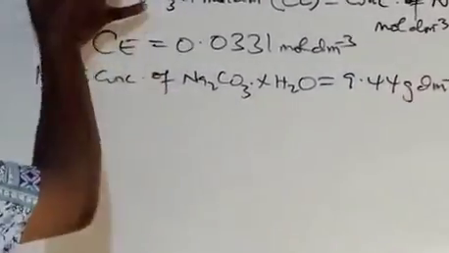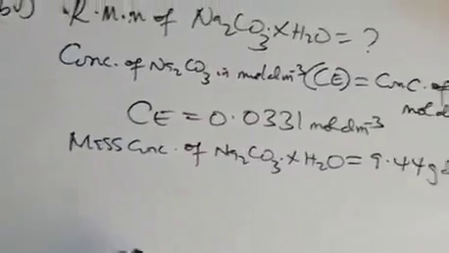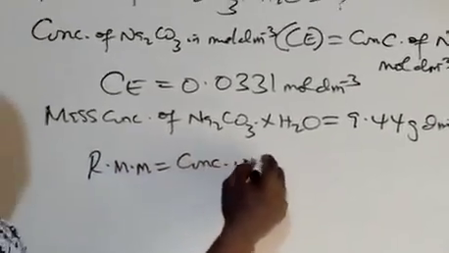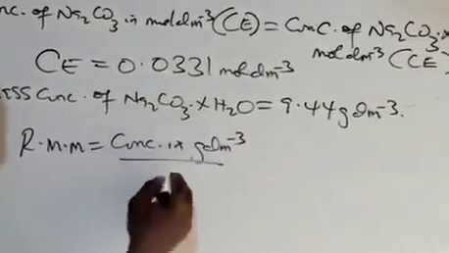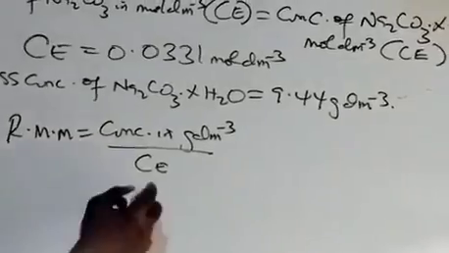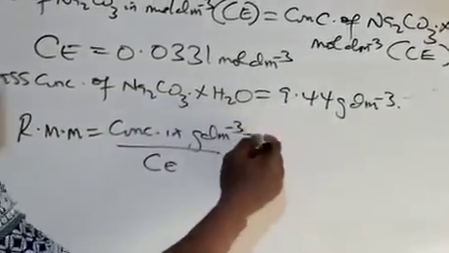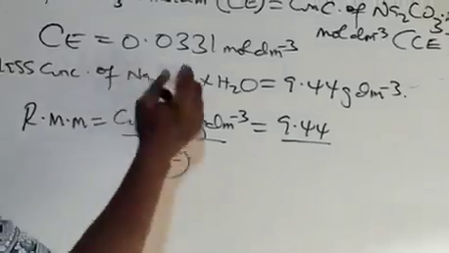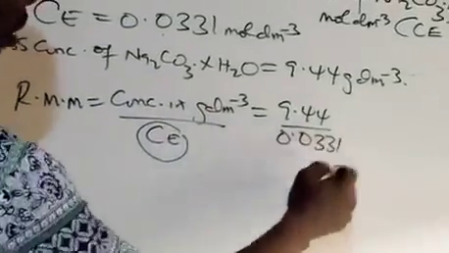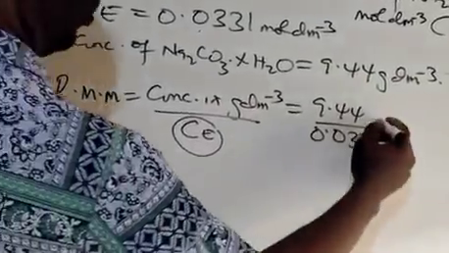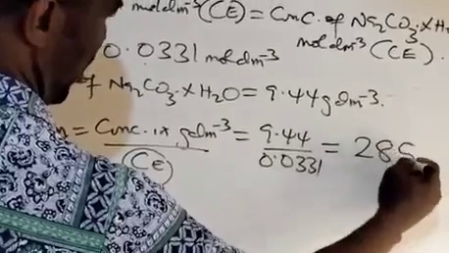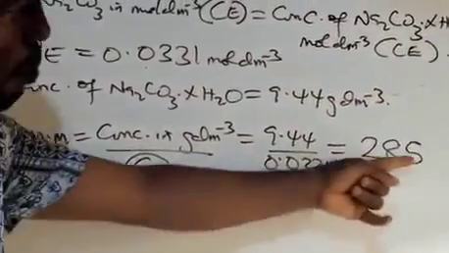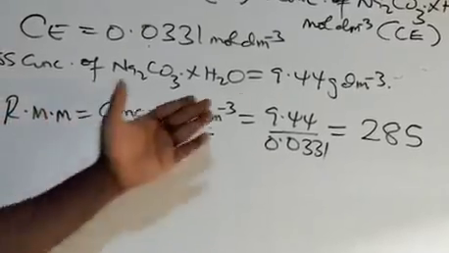And we're looking for the molecular mass or the molar mass of this compound. You know that molecular mass or molar mass is given by concentration in gram per dm³ over molar concentration. The concentration of the hydrated salt in gram is 9.44 from the previous calculation, while the value of our Ce, the molar concentration, is 0.0331. So when we divide this, we get 285 as the relative molecular mass to 3 SF of the compound. If we want to put it in form of molar mass, you say gram per mole on it. But if you say molecular mass, no unit.